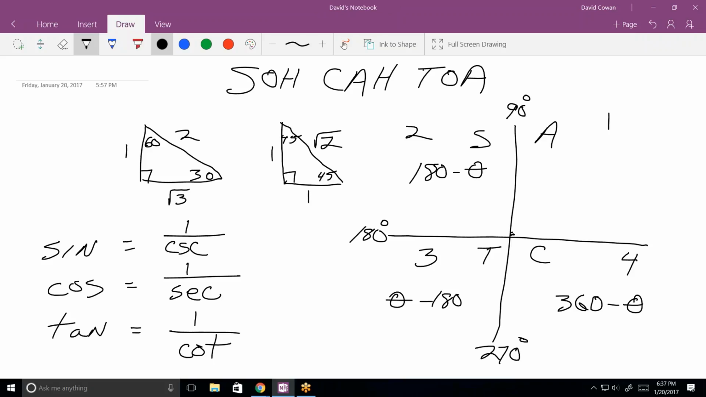Remember when I originally said, what's the sine of 225? What quadrant's that in? 3. What's its equivalent first quadrant angle? Based on this, theta minus 180. 45. And that's the way I like to write it. Now, what's the sine of 45 based on the triangle?